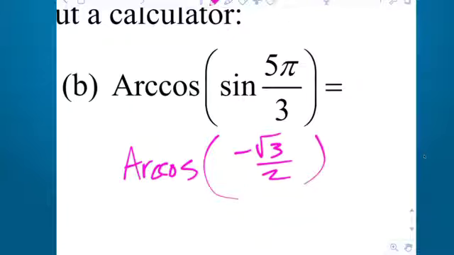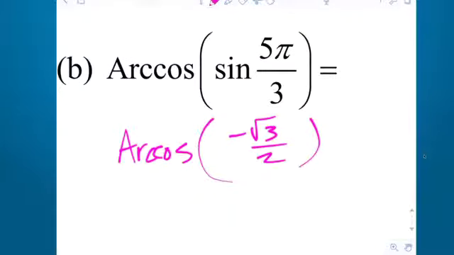Gross. Okay, good. And now the new part, arc cosine of negative square root of 3 halves. Which quadrant? 2. And what's the reference angle? Pi 6. So now you're saying, okay, what's your pi 6 angle in quadrant 2? And it is, of course, 5 pi 6. What's cosine of 5 pi 6? Negative square root of 3 over 2.